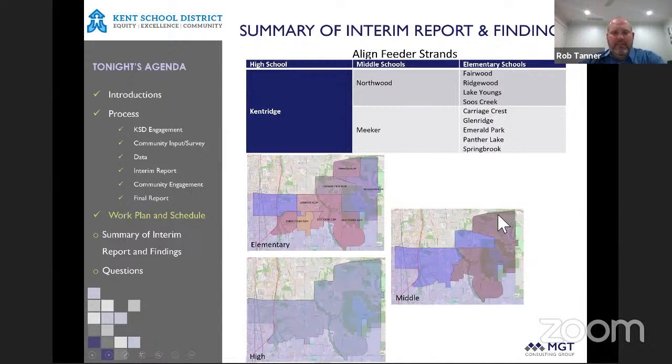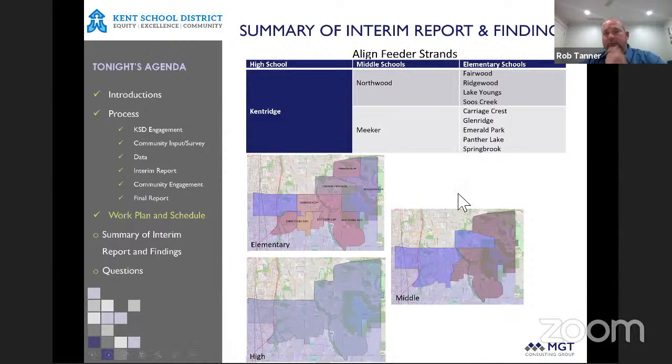I hope I haven't murdered that too much, but what I'm trying to say is, you can see these elementary boundaries here: Fairwood, Ridgewood, Lake Young, and Seuss Creek. That is now a middle school boundary. The same thing with Meeker. These elementary boundaries are all the same as the middle school, so that there's no overlapping. An elementary school will feed entirely into a middle school. A middle school will feed entirely into a high school.